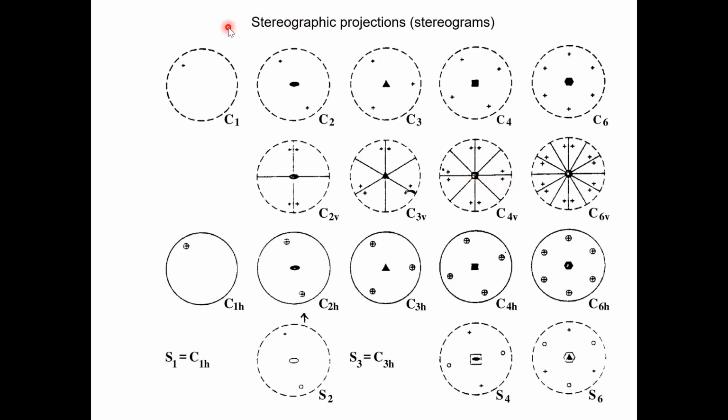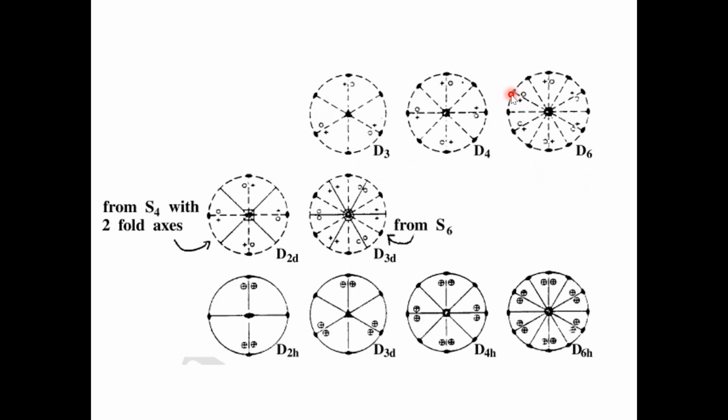Okay, as I anticipated, you can have stereographic projections, or stereograms. It's a way to visualize the symmetry operations of the different groups. They are all tabulated again in chapter 3 of our textbook. We have seen some of them already, but these are the different stereograms. These are all, as I said, in the textbook.